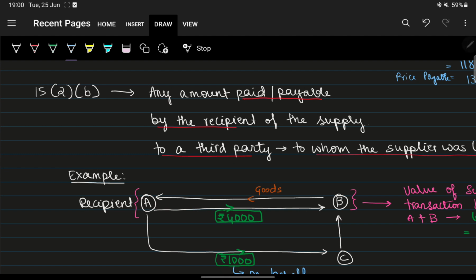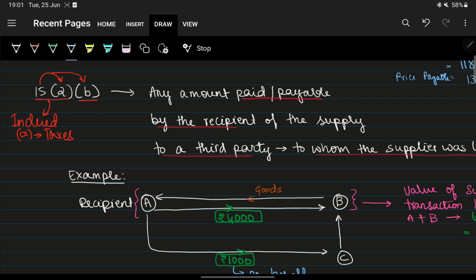Next, moving on to section 15(2). Here section 15 subsection 2 talks about what is to be included. The first one, clause A, talked about taxes other than GST and TCS. Now, section 15 subsection 2 clause B.